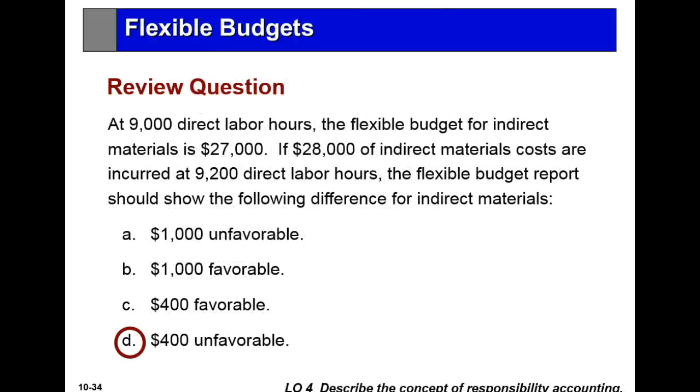$400 unfavorable. How? Okay, so we would have 9,000, flexible budget at 27,000, which is basically $3 per direct labor hour. Then if we have 9,200, and we take 9,200 and compare that to 28,000, what would be the difference there? That would be 9,200 times $3 is what?